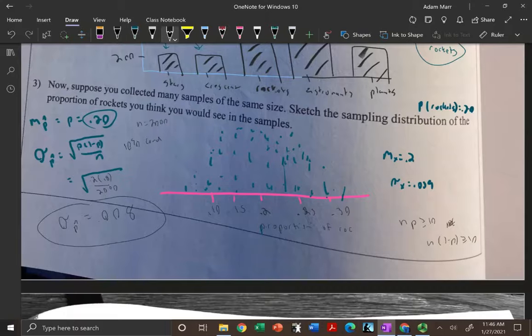I don't know why they asked this actually in this particular section. Whatever. Now, we do know actually that it is approximately normal.